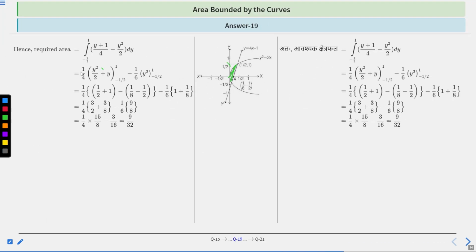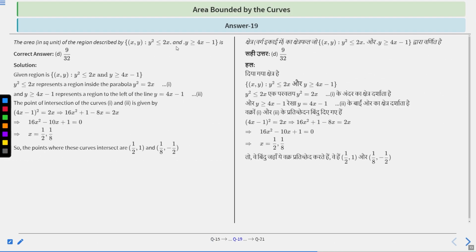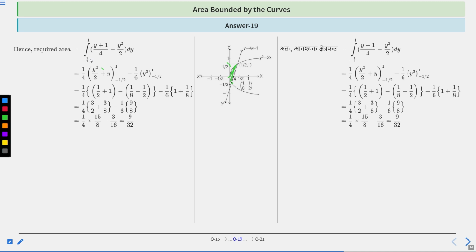Here we are basically integrating with respect to y. So limit will be minus 1 by 2 to 1. As you can see, minus 1 by 2 to 1. And the expression is y plus 1 by 4. How y plus 1 by 4? By using this straight line, x is equal to y plus 1 by 4. And here x is equal to y square by 2. Therefore, integration from minus 1 by 2 to 1 of (y plus 1 by 4 minus y square by 2) dy. Which after solving, we will get y square by 2 plus y by 4 minus y cube by 6, limit from minus 1 by 2 to 1.